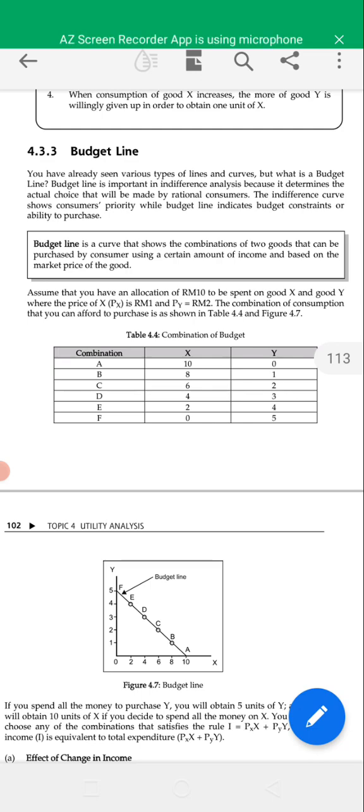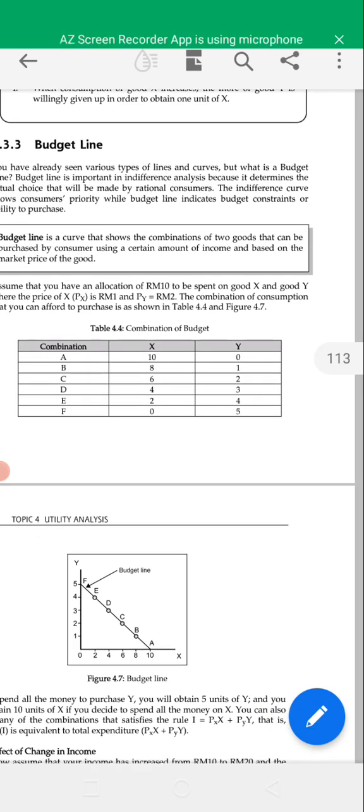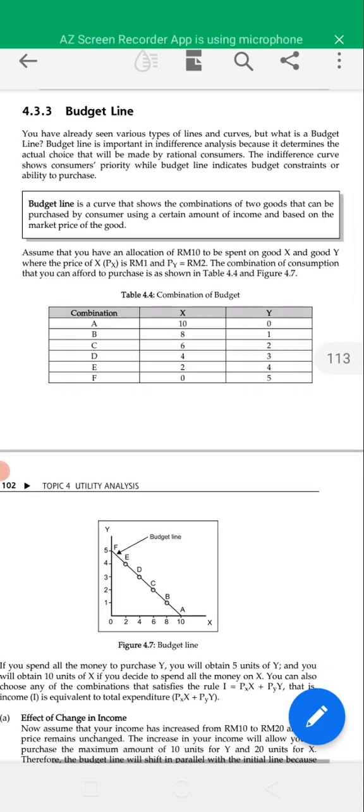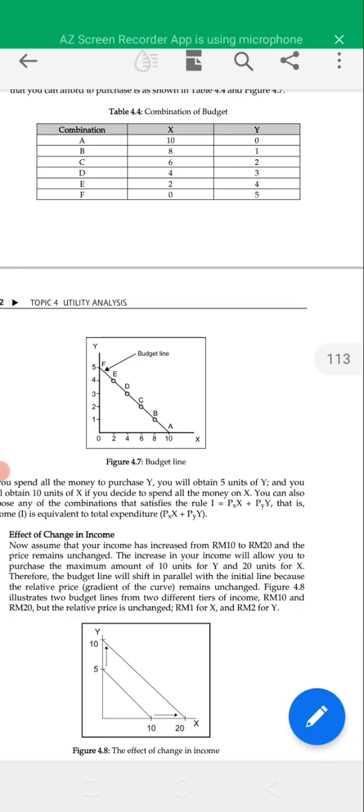Okay, so for example here, combination A, so long as it's on the budget line, you have 10 of X and 0 of Y. It means when you get that combination with their respective prices, they should equal your income. Okay, so let me just give an example here. Let me first give you the formula for the budget line.